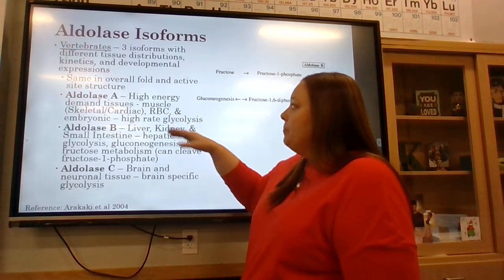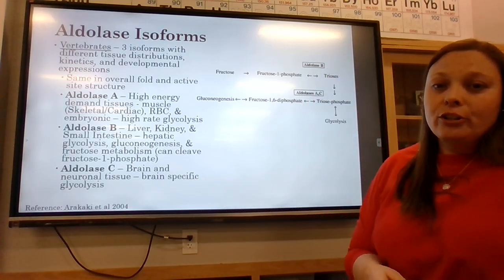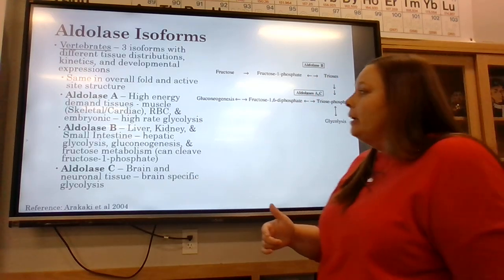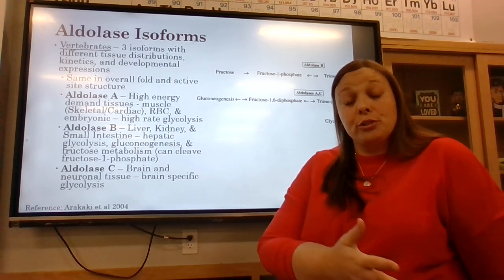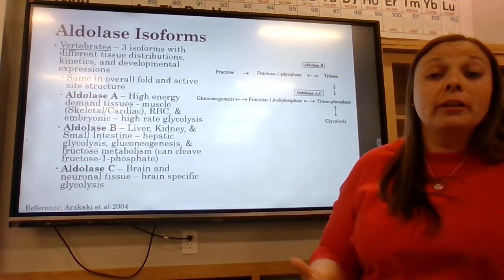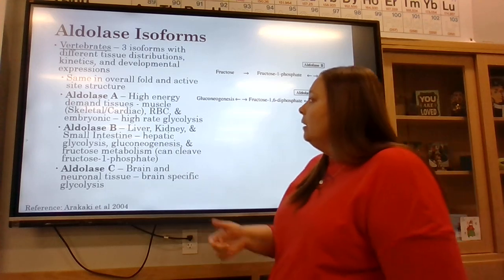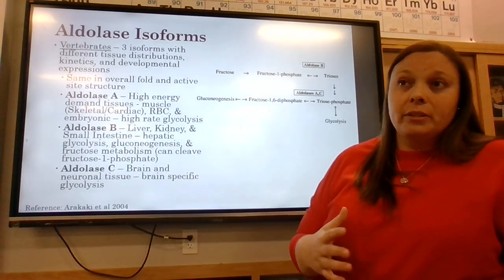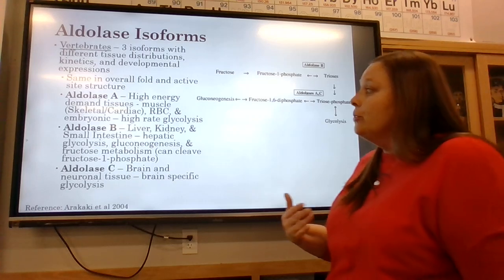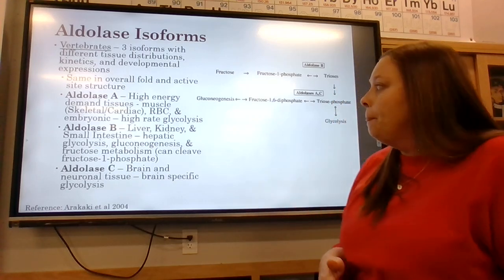So aldolase A is found in high energy demand tissues, including muscle tissue, both skeletal muscle tissue as well as cardiac muscle tissue. It is also found in red blood cells and in embryonic cells that need glucose at a very high rate.